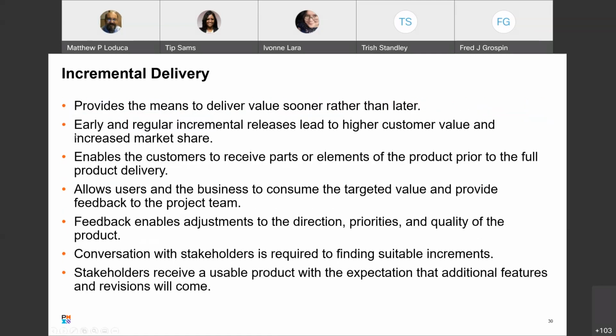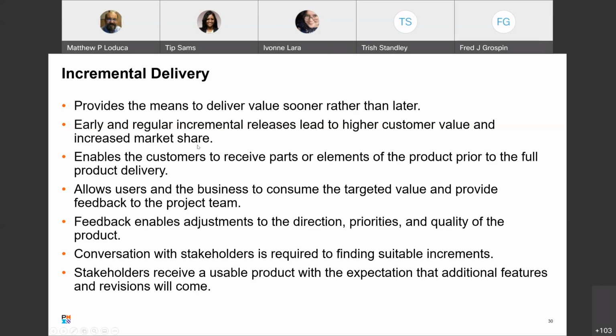Okay. Incremental delivery. We talk about this a lot. I talked about this a lot. This is an agile thing. And when we say agile, I mean Kanban or XP or Scrum, all those kinds of things. We do incremental deliveries, provide the means to deliver value sooner rather than later. We'll talk about this a little bit more with the minimum viable product. Early and regular incremental releases lead to higher customer value and increased market share.